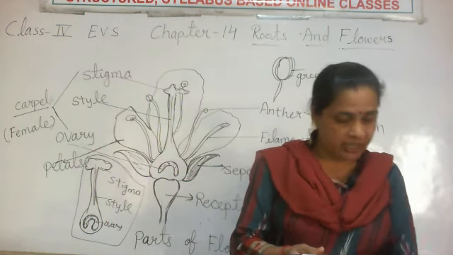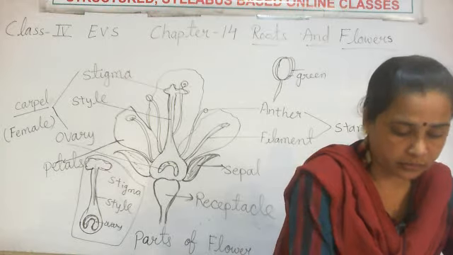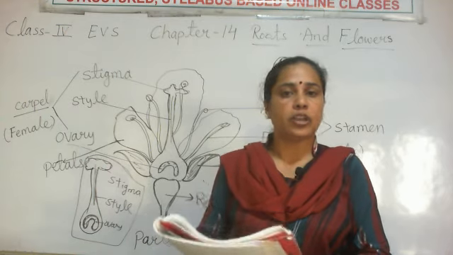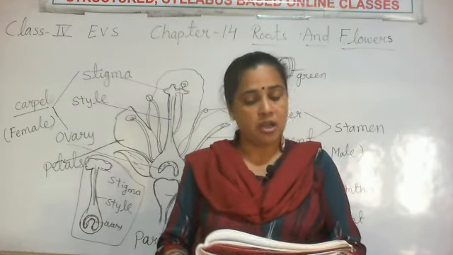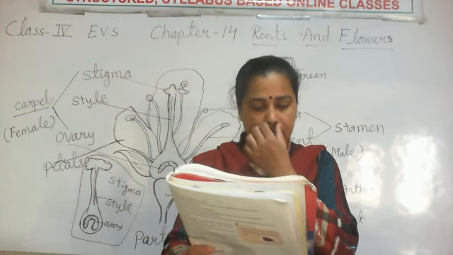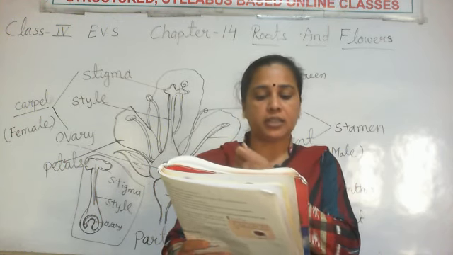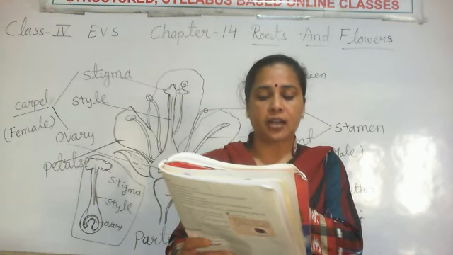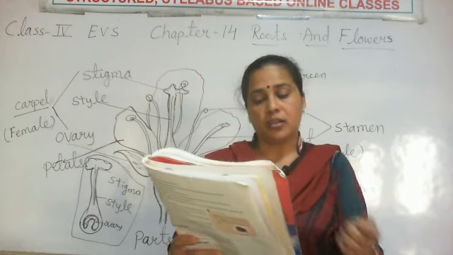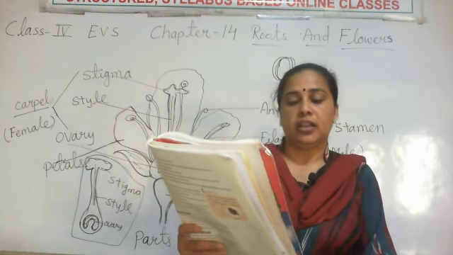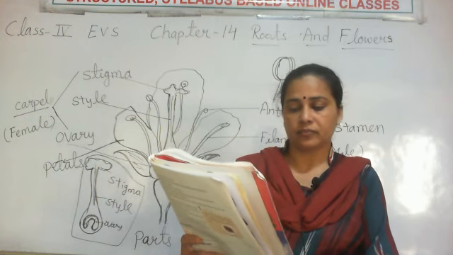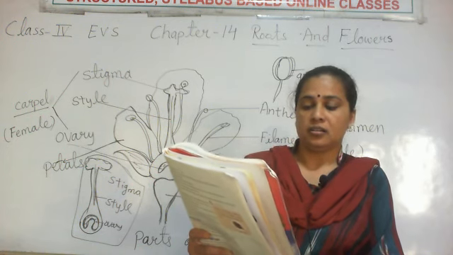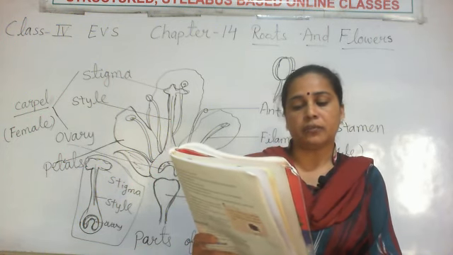Now once again we read this paragraph and after that we continue the lecture. Parts of a flower. Okay, hold your book with you. All flowers have the same basic parts. The main parts of a flower are sepal, petals, stamen and carpel. Sepals are green leaves that protect the flower when it is a bud. Petals are bright and colorful. They sometimes have a pleasant smell. They attract insects to the flower.